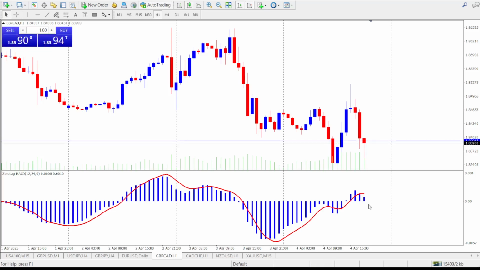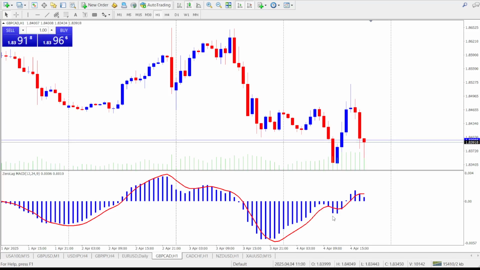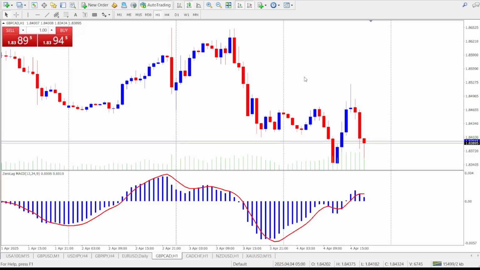The ZeroLag MACD is a custom MACD indicator. MACD stands for Moving Average Convergence Divergence, in case you've forgotten. It's a custom MT4 indicator, so if you do not have it, you have to download it from a third-party site and add it to your indicators library before you'll be able to use it on your chart.